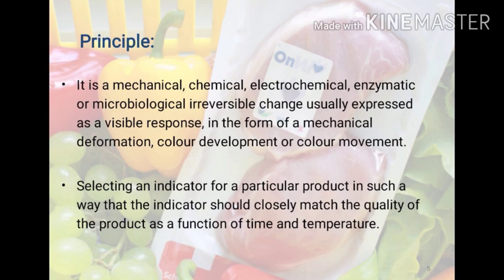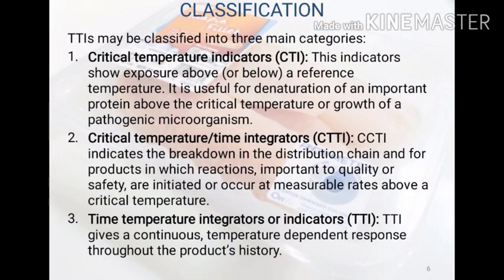It should be noted that selecting an indicator for a particular product is very important, as the indicator should closely match the quality of the product as a function of time and temperature. Now let's see the classifications of this time temperature indicator. The time temperature indicators may be classified into three main categories. They are critical temperature indicators, critical temperature or time integrators, and time temperature indicators or integrators.